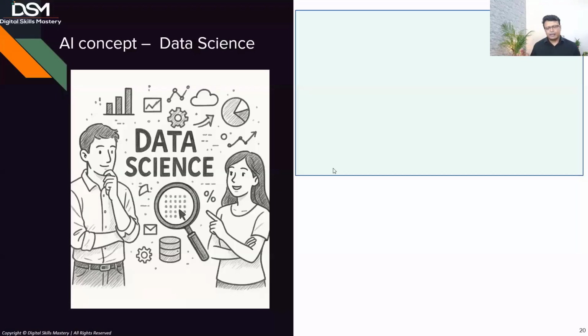The next important concept is data science. You must have heard of it as a discipline, as a team or unit that's working in your organization, or a field of study where people are doing bachelor's and master's in this particular field.